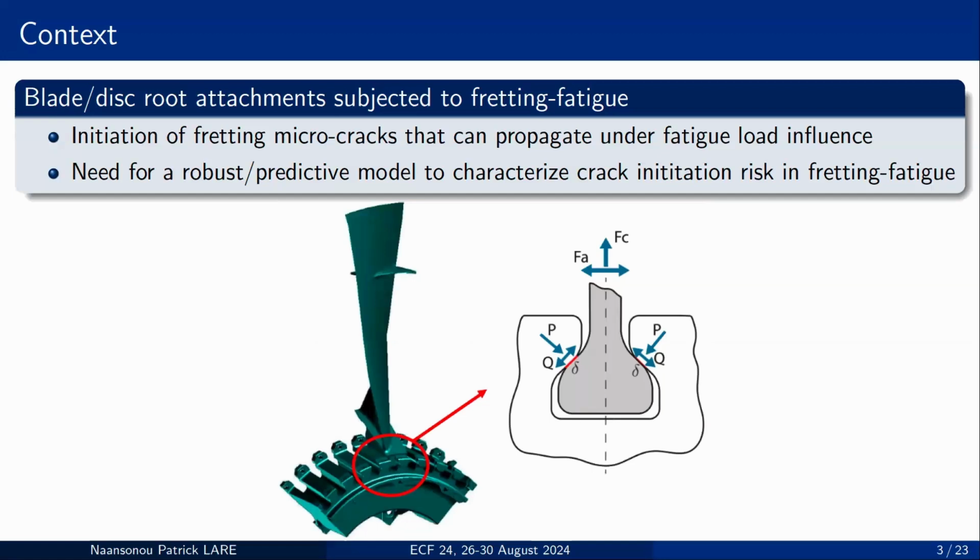Okay, so I am working on the lifetime predictions of contact zones. For instance, the blade disc root attachment contact zone, which is subjected to fretting fatigue. During the rotation of the machine, due to the centrifugal force, the blade comes into contact with the disc. So we have, let's say, a normal contact with normal load P, and due to the fluid structure interaction between the air and the blade, we have a microslip that appears at the contact interface, and this microslip can initiate cracks, and those cracks can propagate if we have fatigue force. So there is a need for a robust and predictive model to characterize the crack initiation risk in this kind of contact.